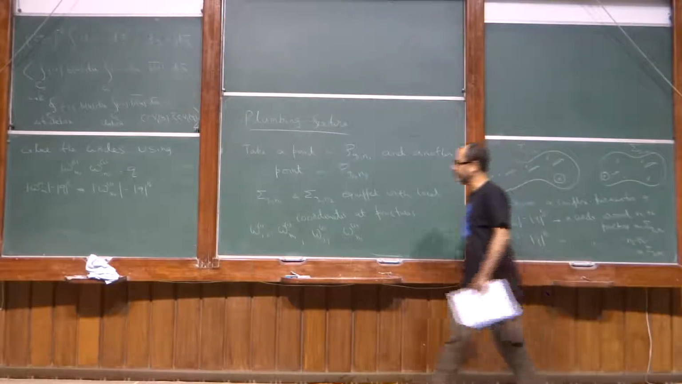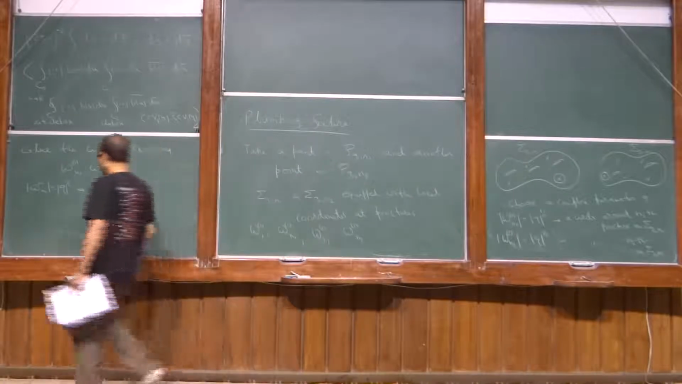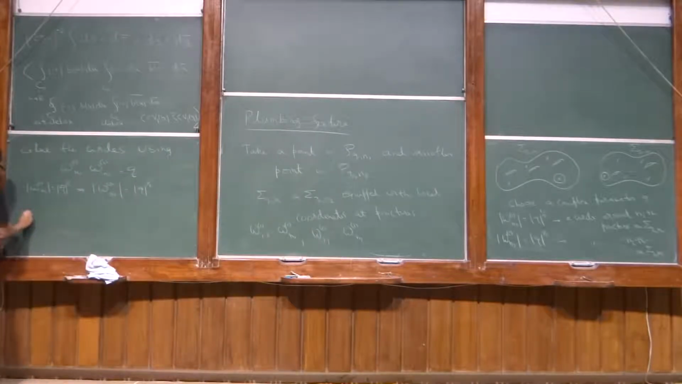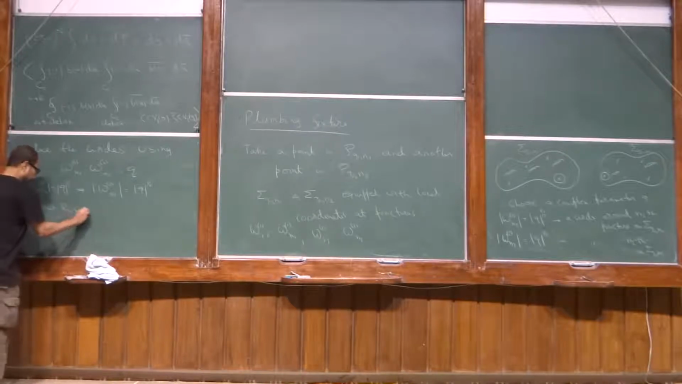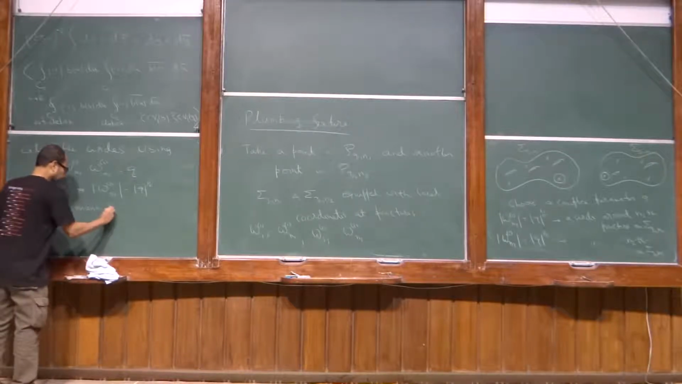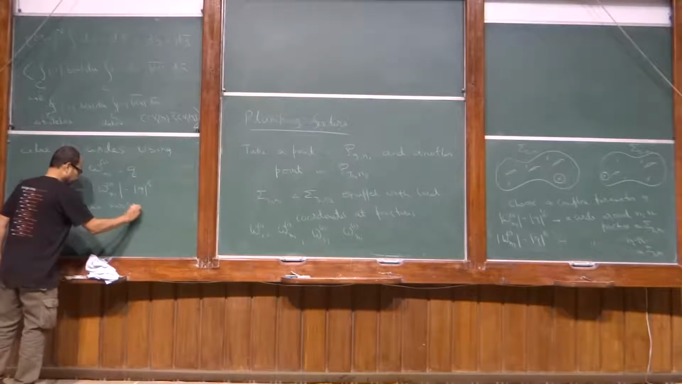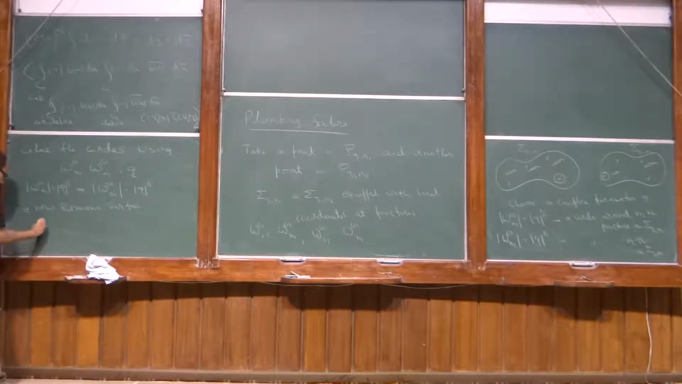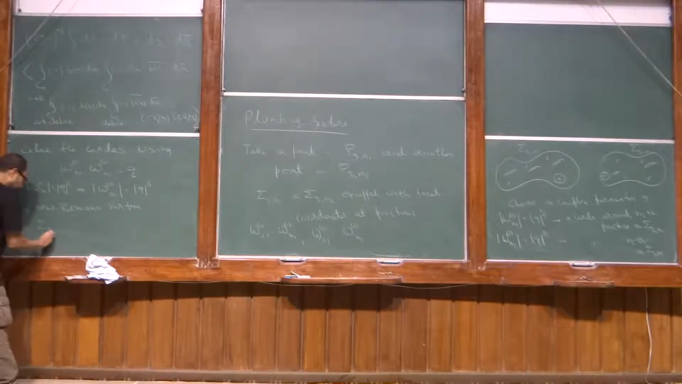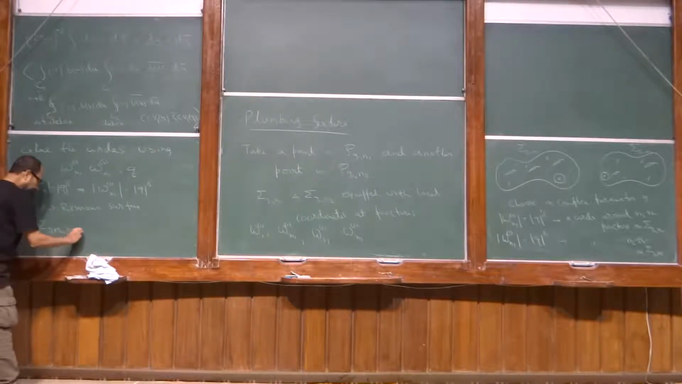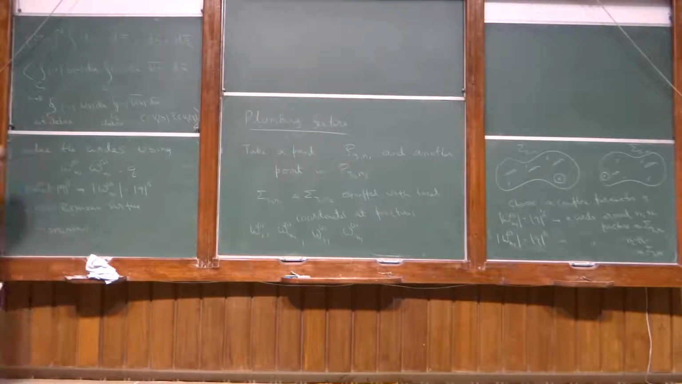So what this has given is a new Riemann surface, sigma. What is the total genus of the Riemann surface? G1 plus G2, and the number of punctures is N1 plus N2 minus 2.